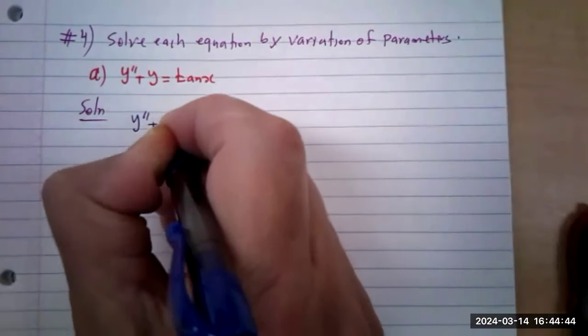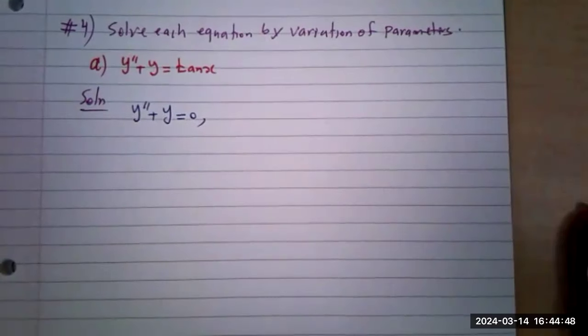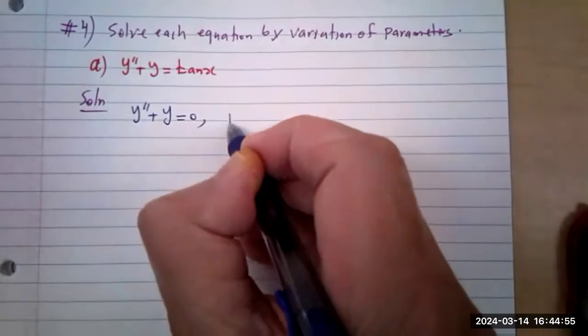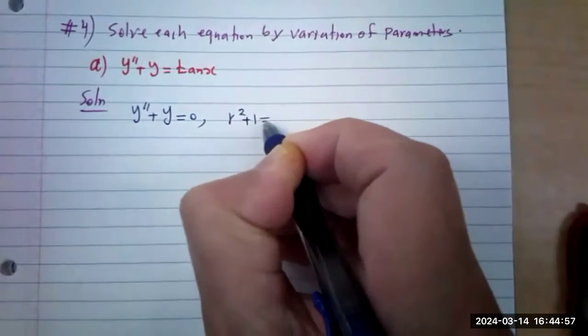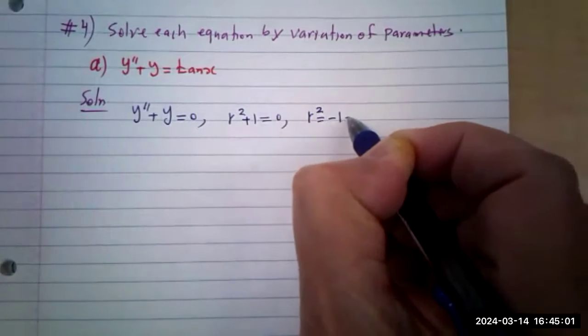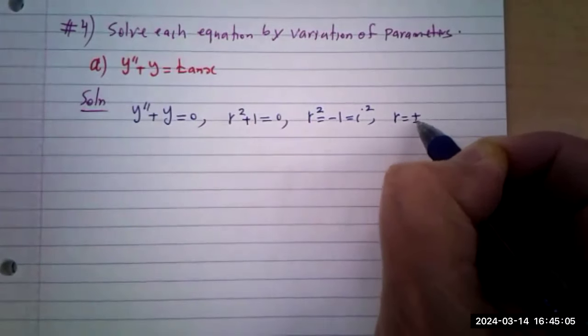Carefully solve it. It would be constant coefficient. If it's not going to be constant coefficient, they have to give you the solution. Here they give you the constant coefficient. It's going to be r squared plus 1 equal to 0. Okay, r squared equals negative 1. It's complex. We call it i squared. So r would be plus or minus i.